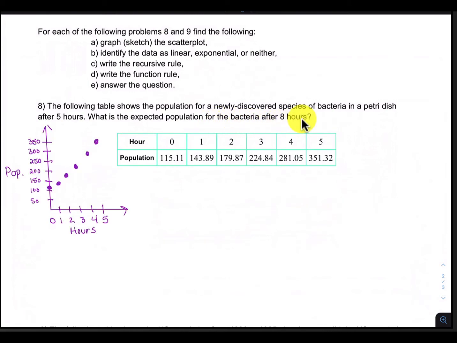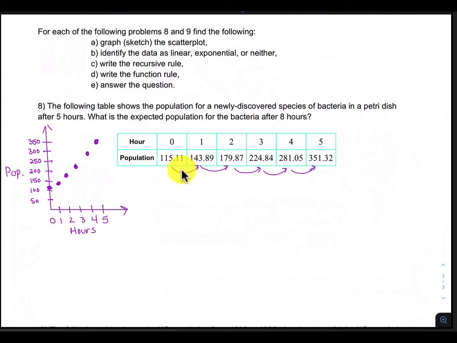All right, first let's show the scatter plot. On the horizontal axis we have the hours, and on the vertical axis is the population, and this first point is the ordered pair 0, 115.11. And this is the second point, 1, 143.89, third, fourth, fifth, and 6 points. All right, so that's your scatter plot.